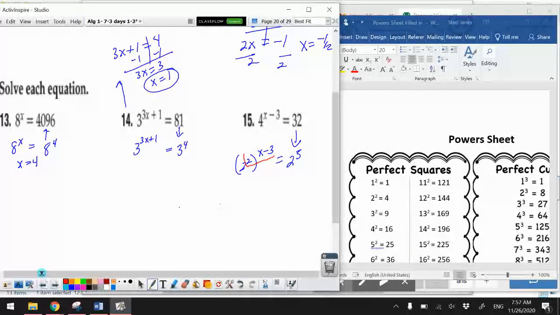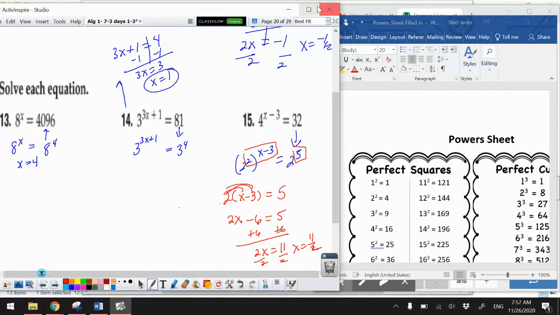So now I get to pull out my equation, but this one has a little bit of extra pieces. So I have to pull out the 2, and there is a parenthesis there, and the 5. So 2x minus 3, and I'm going to distribute. So 2x minus 6, and there's a 5. Add my 6. 2x equals 11. Divide by 2. X is 11 over 2.